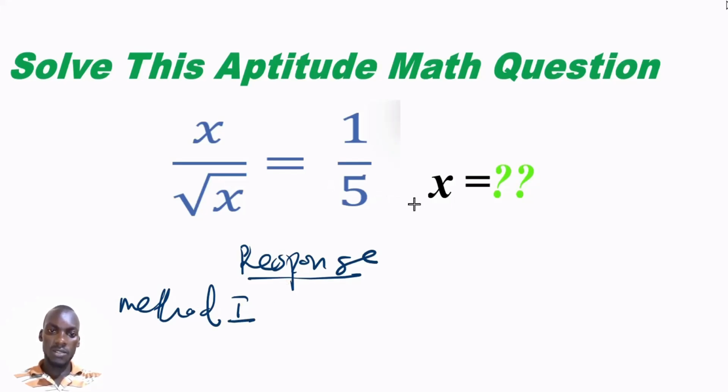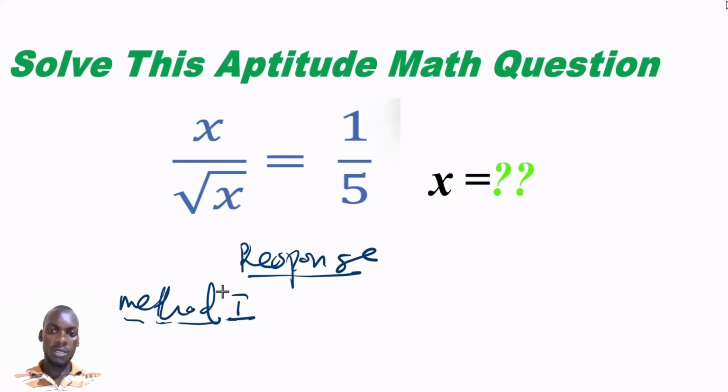I said we are using two methods. So let us first begin by using method 1, and I'm going to employ the longer method here. Then thereafter, we shall employ the shorter method. I said both of them are simple. There is nothing hard here.